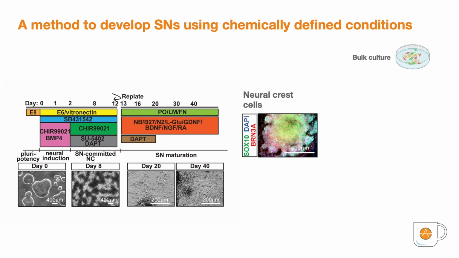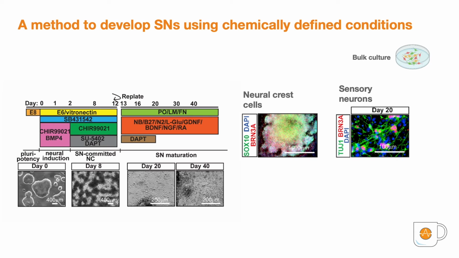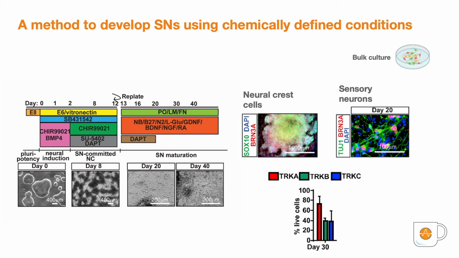Here you can see that neural crest cells are positive for the transcription marker SOX10, whereas sensory neurons are positive for the pan-neuronal marker TUJ1 and the sensory neuron-specific marker BRN3A. Furthermore, this protocol results in an increased differentiation of nociceptors marked by the surface marker TrkA, compared to mechanoreceptors and proprioceptors marked by TrkB and TrkC respectively. This composition is similar to what is observed in the human dorsal root ganglia.